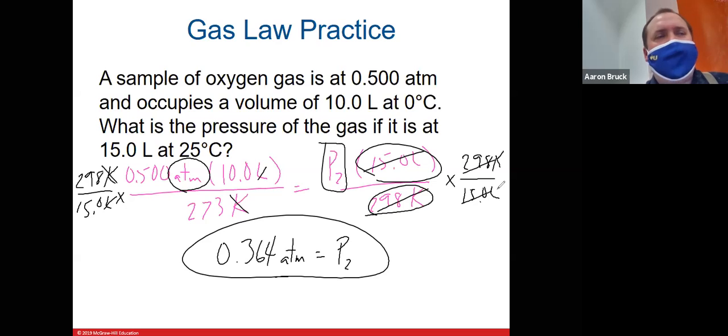So even though the gas got heated up, the large expansion of that balloon caused the pressure to drop even more considerably than the temperature would have raised it. All right, any questions here?